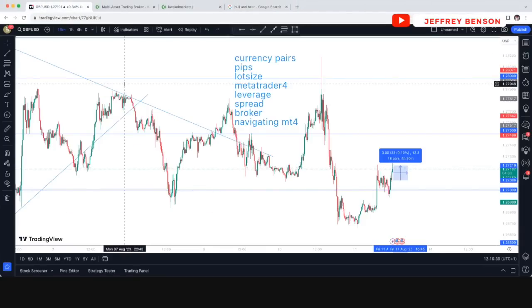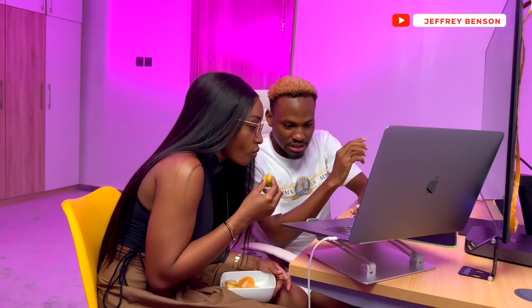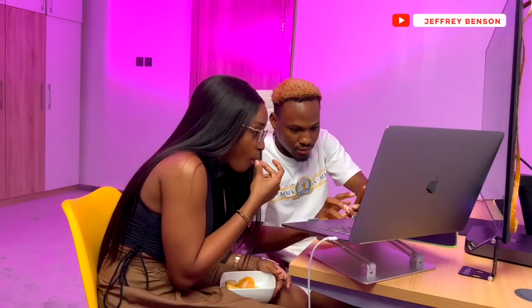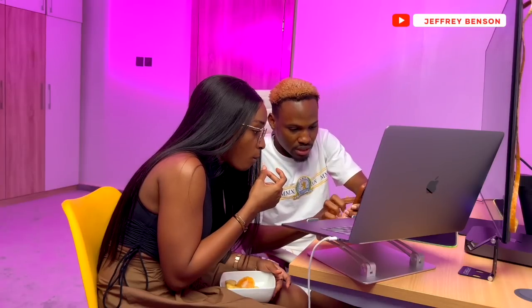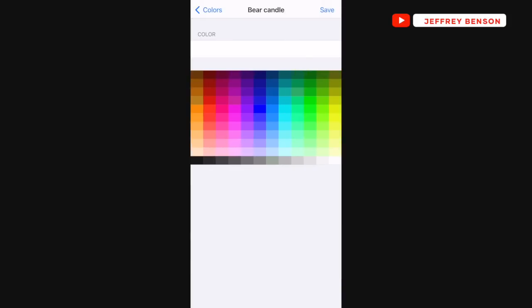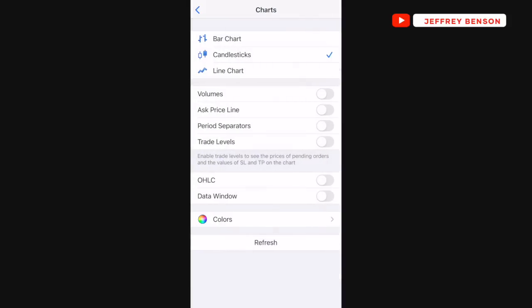So that's why they say bull candle. Bull candle means how do you want the candle to look, the one that is going up? Green. So I just said green. Let me make it a lighter green. Then I want to make the bear candle the exact same color. That's the trick I use. I made the two of them the same color, so the other thing remains the same, not complicating things.